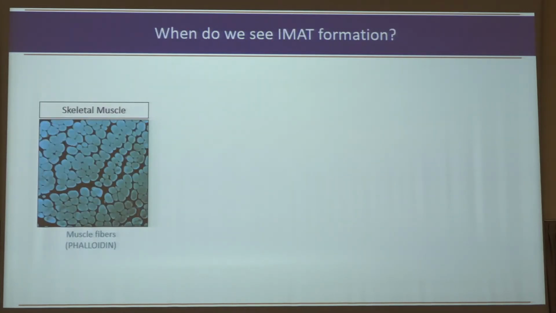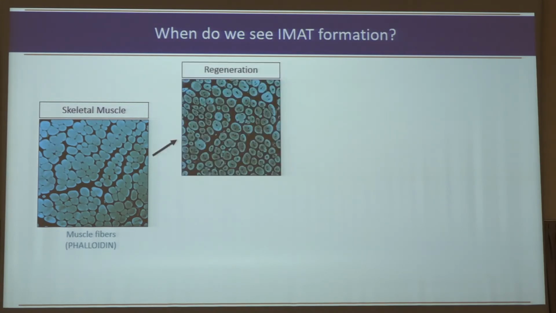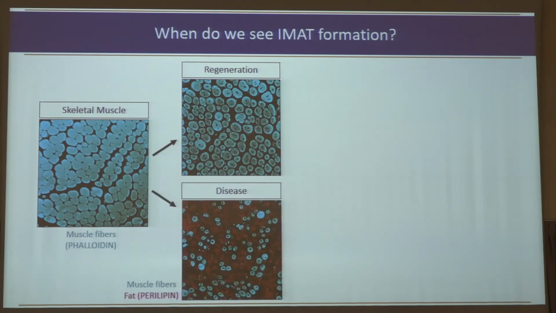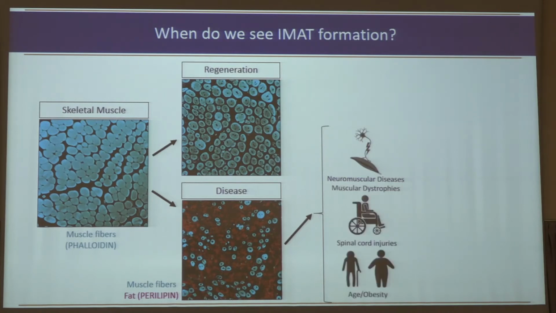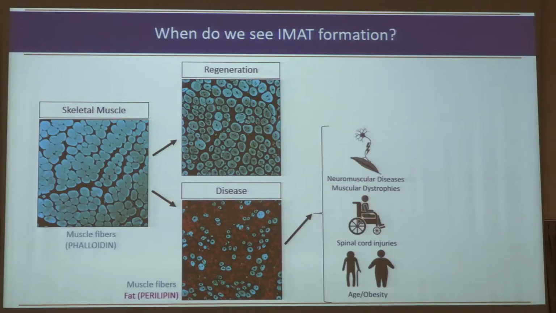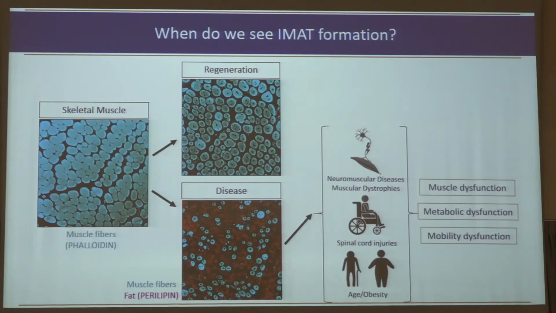Now, in healthy muscle, there is a very limited amount of IMAT, and during regeneration, there's also not that much IMAT formation. However, this process can go awry, particularly in disease, leading to an increase in IMAT and decrease in muscle mass. And this is characteristic of neuromuscular diseases and muscular dystrophies, spinal cord injuries, and age and obesity. And this increase in IMAT ultimately leads to muscle dysfunction, metabolic, and mobility dysfunction.